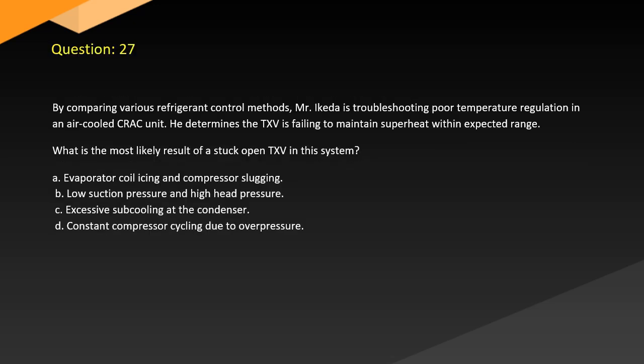Question 27. By comparing various refrigerant control methods, Ister is troubleshooting poor temperature regulation in an air-cooled CRAC unit. He determines the TXV is failing to maintain superheat within the expected range. What is the most likely result of a stuck-open TXV in this system? A. Evaporator coil icing and compressor slugging. B. No suction pressure and high head pressure. C. Excessive subcooling at the condenser. D. Constant compressor cycling due to overpressure.